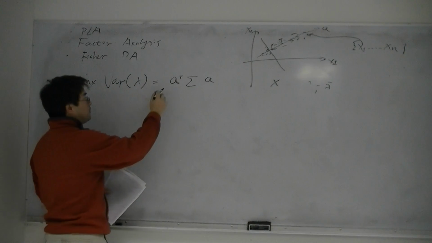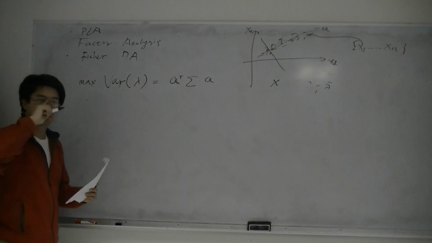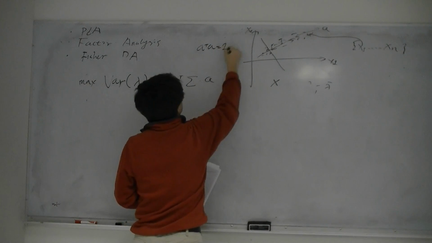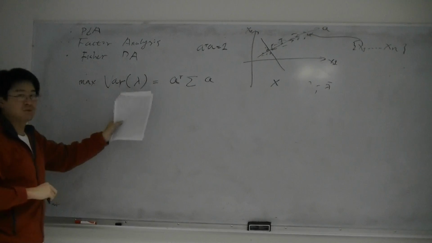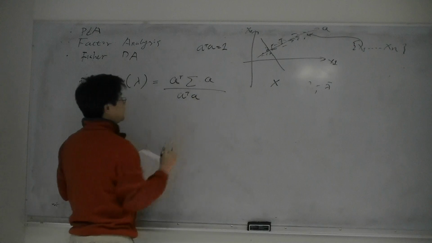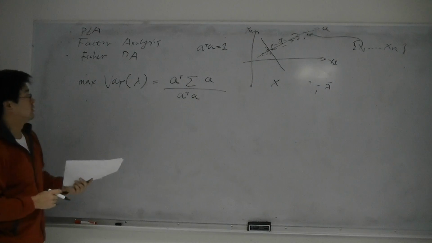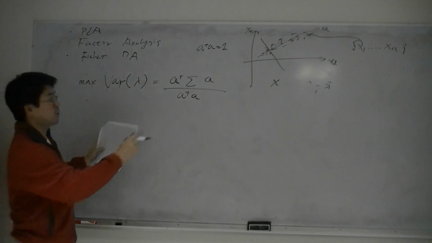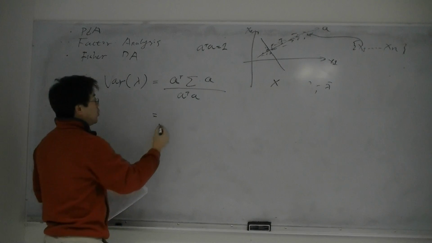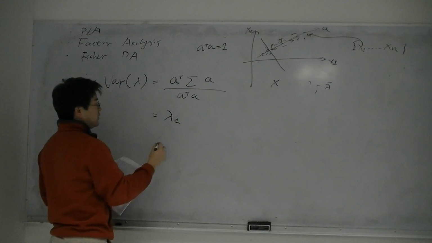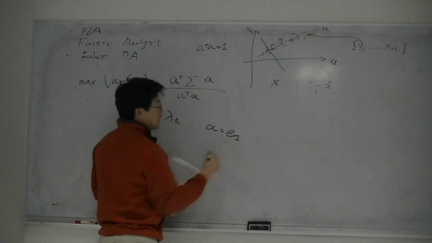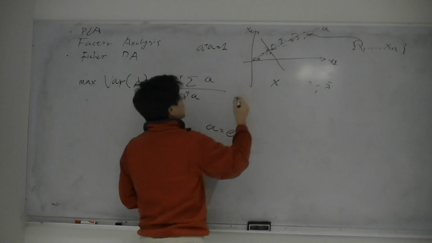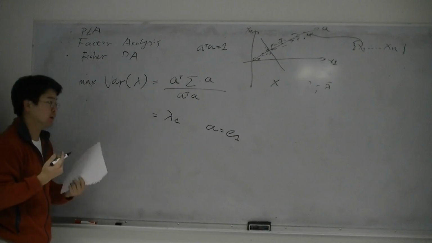Because we can scale A to increase the value arbitrarily, we still put the constraint A transpose A equals 1. So maximizing this variance is equal to maximizing this term. It is constant anyway, so we just maximize this term. According to the principal axis theorem, the max value is the first eigenvalue when A is equal to E1. Which means we use E1, the first eigenvector, to map onto the first basis.